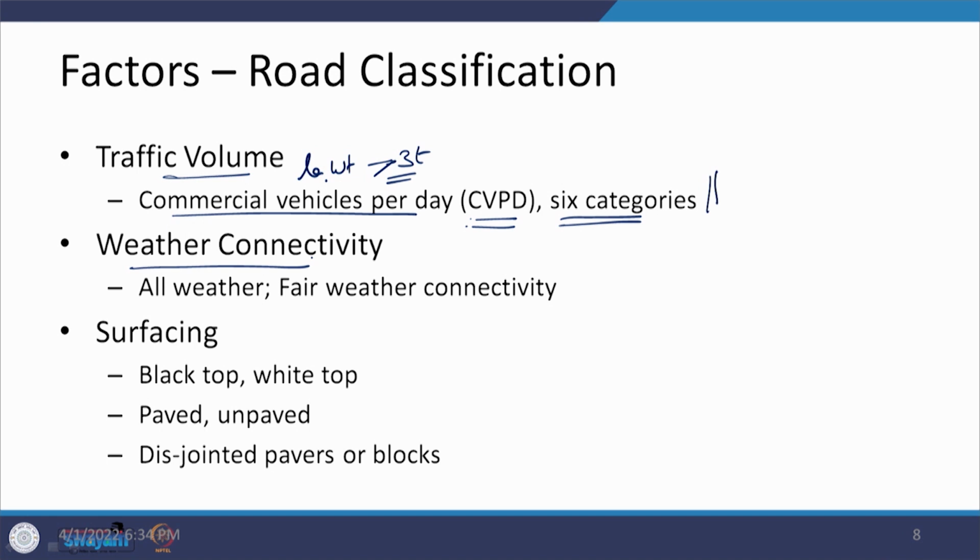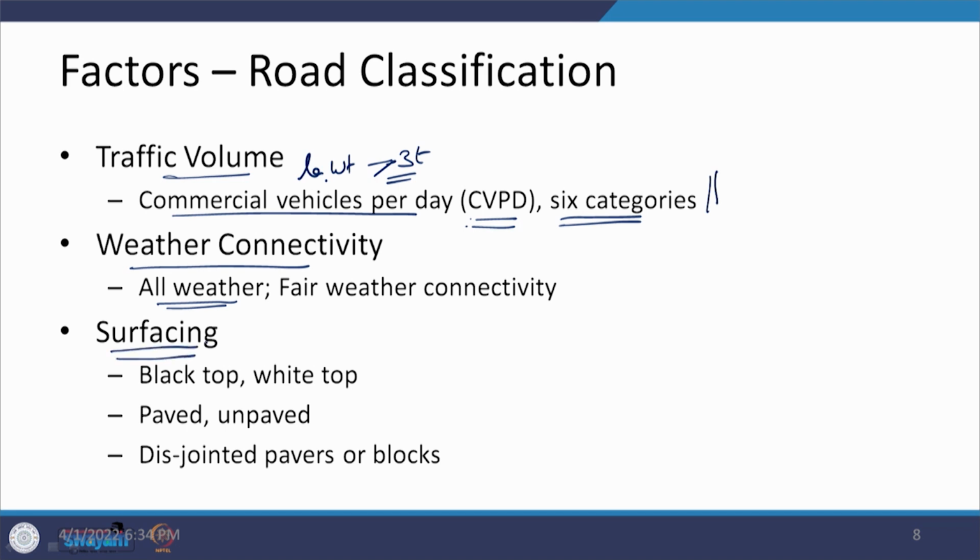Weather connectivity is another important aspect, and now our government is also looking at all of the roads being all weather roads. You must have heard about the project going on in Uttarakhand, the Char Dham project, where they are trying to make all the connectivity of the Char Dhams all weather roads.